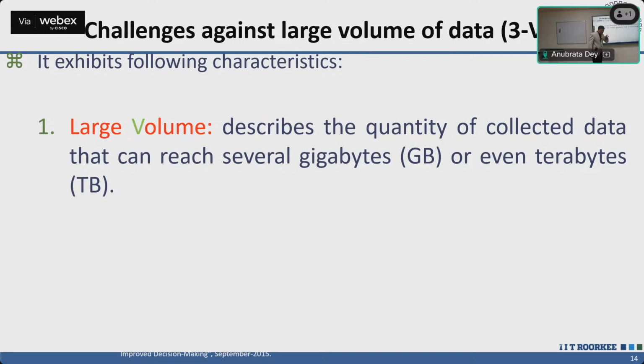Now, the problem with all this data we discussed, the two categories of data, is the three V's. V for victory. The first V comes under the large volume of data, right? What quantity of data is collected by the PMU or some other devices. They generate data in terms of gigabytes, sometimes terabytes also.